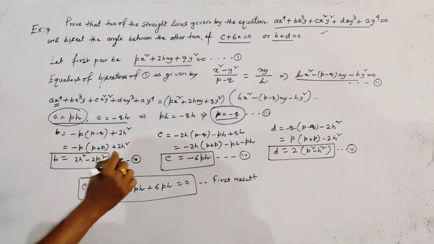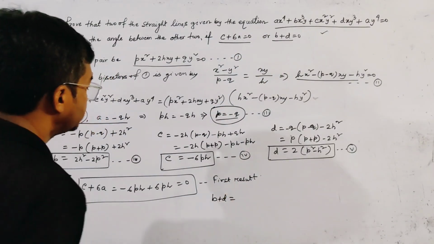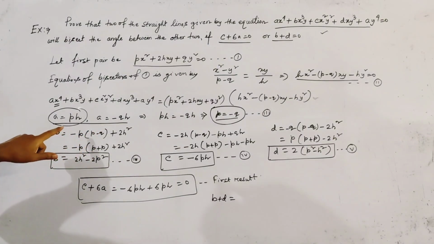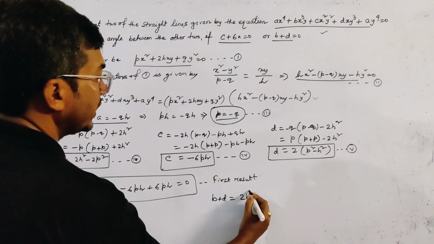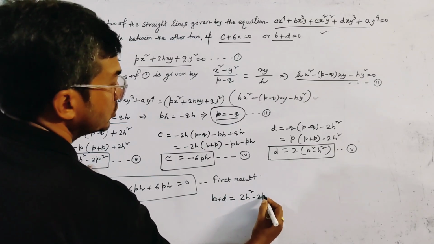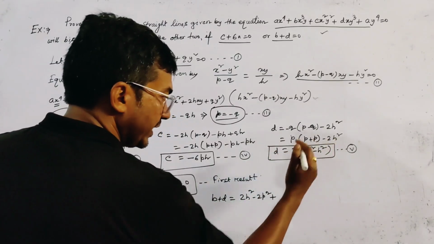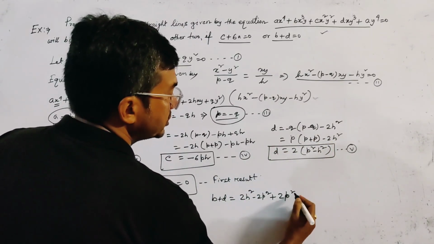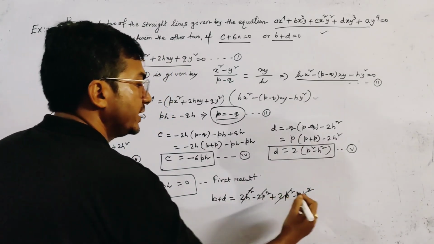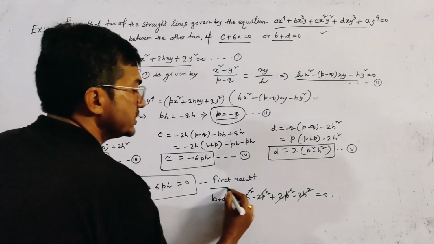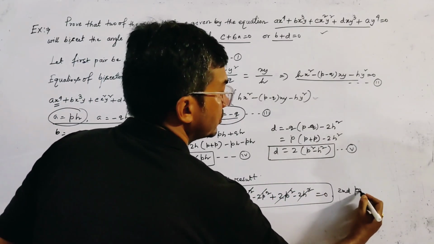Now we write the second proof. This is given by b + d. What is b? b is given by 2h^2 - 2p^2, and now we write the value of d. d is given by 2p^2 - 2h^2, and clearly the right side is 0. So this is the second proof.